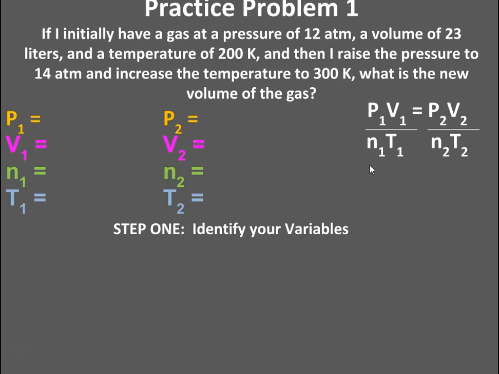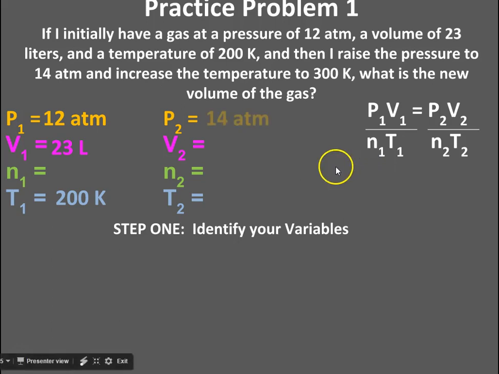All right, here's our sample problem. I initially have a gas with a pressure of 12 atmospheres, 23 liters, 200 K, and I raised the pressure to 14 atmospheres and increased the temperature to 300 K. What is the new volume of gas? So we're going to take our 12 atmospheres, 23 liters, and 200 Kelvin, and that's what we have initially for our gas sample. And then it says, then I raise the pressure, so I have a new pressure and I have a new temperature. What is the new volume of gas? So these are the variables in my problem.